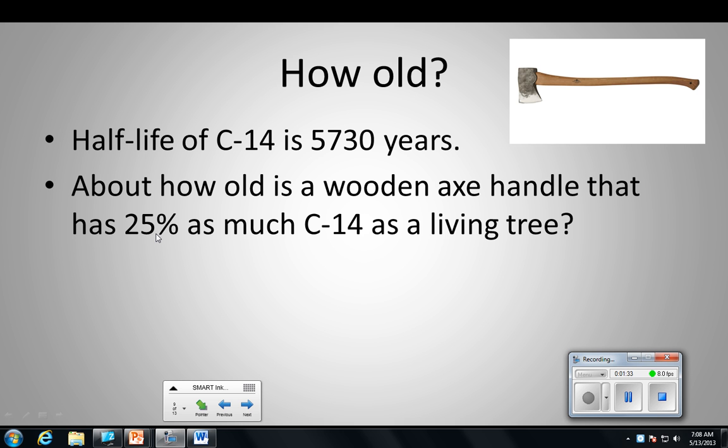If we think this through, after one half-life of 5,730 years, there would be 50% as much. That's what half-life means. And then after another half-life of 5,730 years, there would be half of half, which is 25%. So it would take 2 half-lives to get to this 25%. And 2 half-lives of 5,730 years is approximately, and I didn't do the math, 11,000 years, a little more than 11,000 years. So this axe handle came from a civilization that's 11,000 years old.